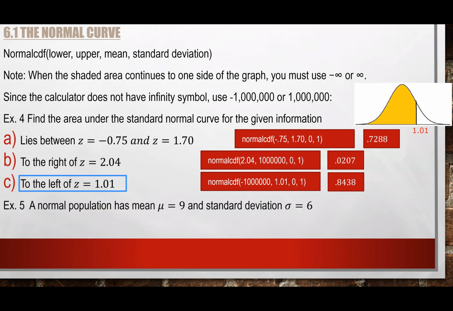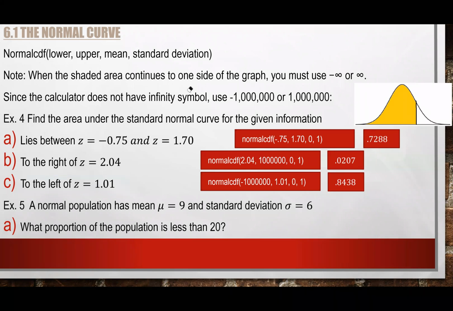Now, what if they don't give you a standard normal and they give you something like this, right? And this is what you want to do, is you want to take the same idea. You want to use what you learned in example 4 to apply in example 5, right? So this is what they tell you is a normal population. So one thing is, you need to have this. Without this, we cannot use our normal CDF.